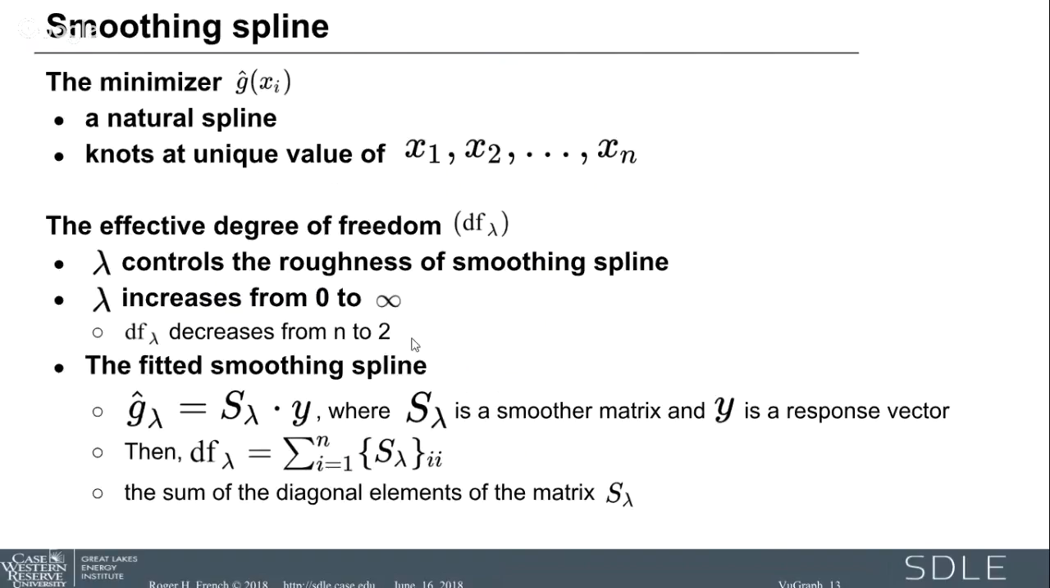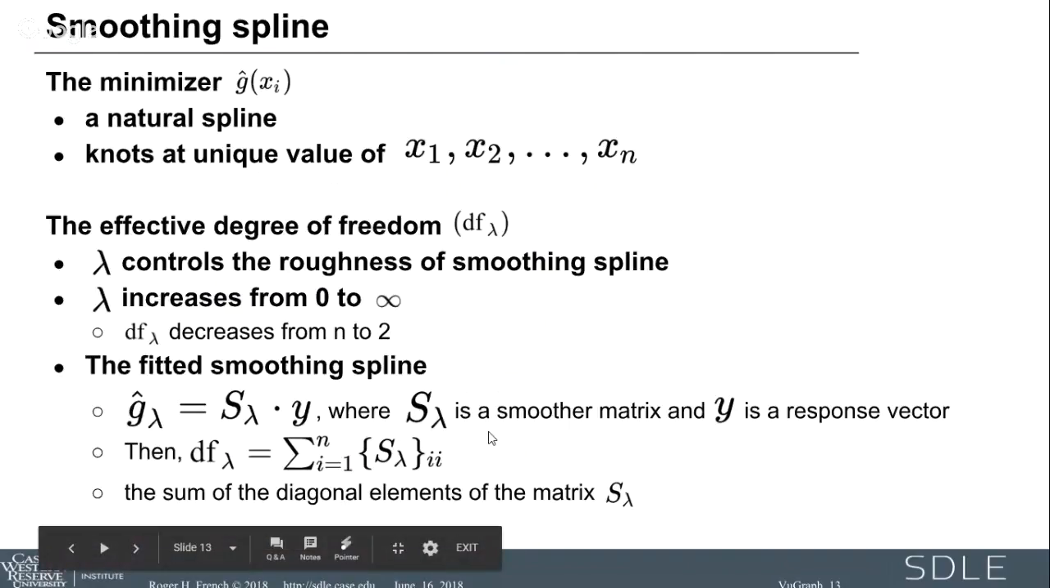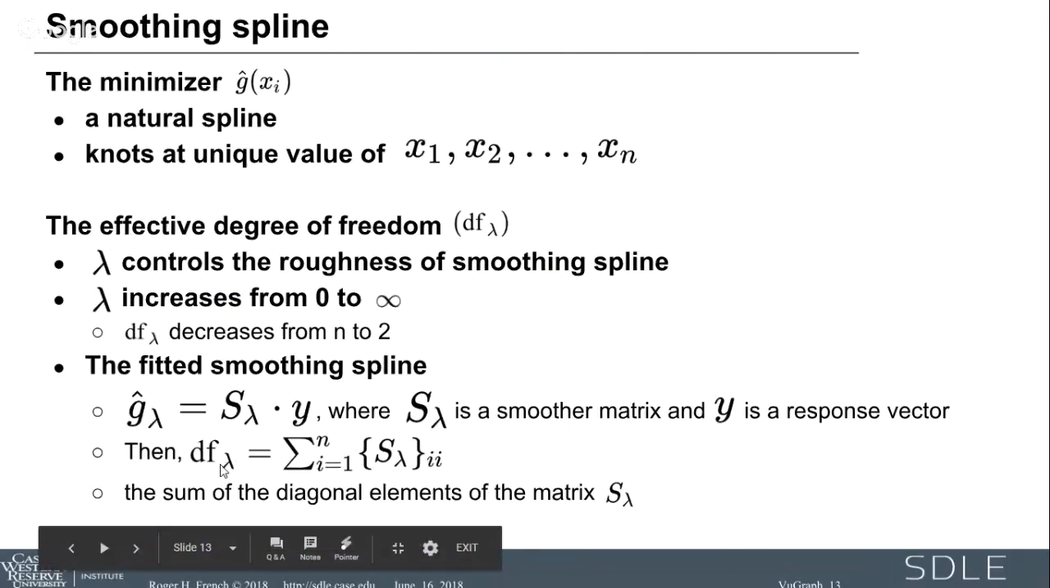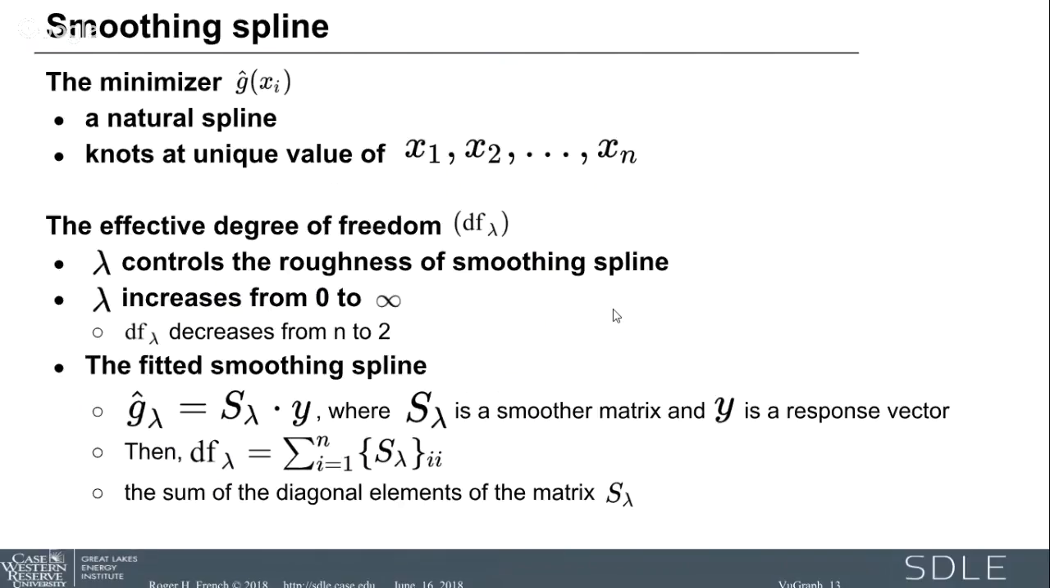And the fitted smoothing splines will be represented in this equation, and note that S lambda is a smoother matrix. We can calculate the effective degrees of freedom as the sum of the diagonal elements of this matrix, and then we can define the smoothing spline. So right now it's kind of the basis functions for the different regressions: polynomial regression, cubic spline, natural spline, and smoothing splines.